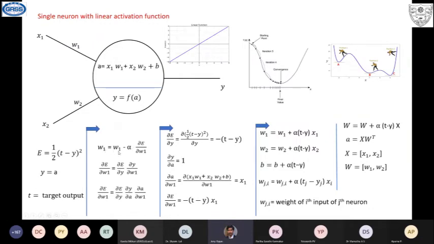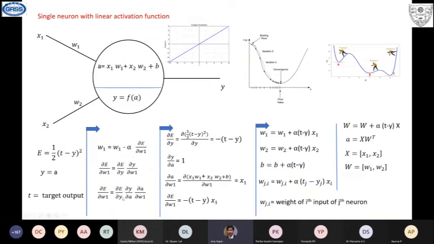So w1 is equal to w1 minus alpha into dou e by dou w1. So what is dou e by dou w1? You can see that e is a function of y, so we can apply the derivative chain rule. So dou e by dou w1 becomes dou e by dou y into dou y by dou w1. Since y is again a function of a, you can apply the derivative chain rule again here. So dou y by dou w1 becomes dou y by dou a into dou a by dou w1. So dou e by dou w1 will be dou e by dou y into dou y by dou a into dou a by dou w1.